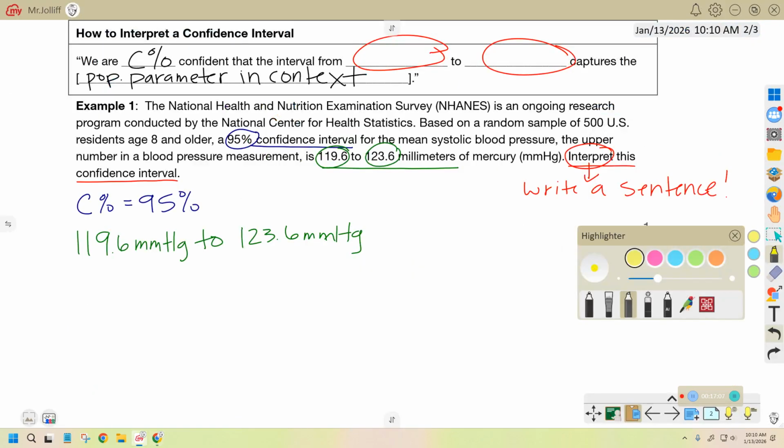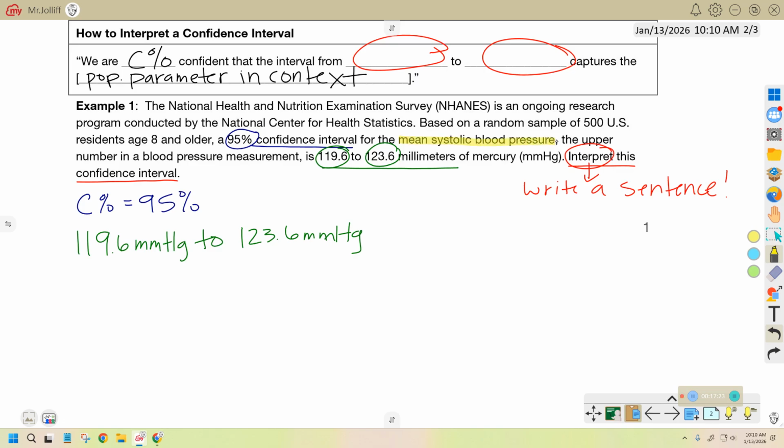All right, Stacia, what are we estimating with this problem? Interval for the mean systolic blood pressure. There we go. Good. We're estimating the mean systolic blood pressure. So this is the confidence interval for a mean, or an average. Good.